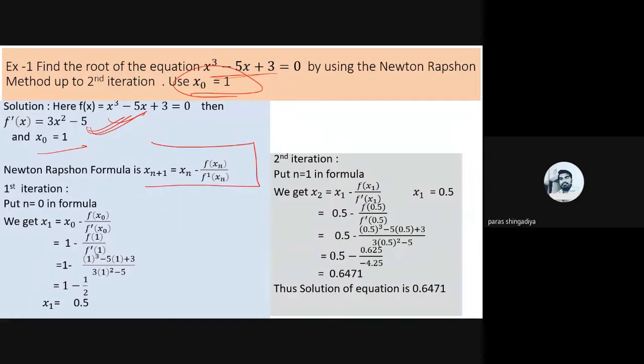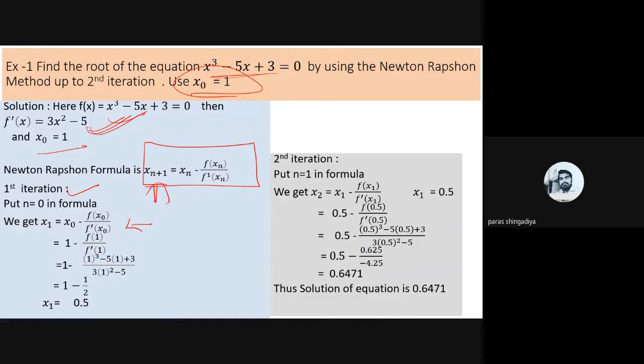Write the formula xn plus 1 is equal to xn minus f of xn upon f dash of xn. For the first iteration, put n is equal to 0 in this formula, so the formula becomes x1 is equal to x0 minus f of x0 upon f dash of x0. Now replace x0 is equal to 1, so it will be 1 minus f of 1 upon f dash of 1.